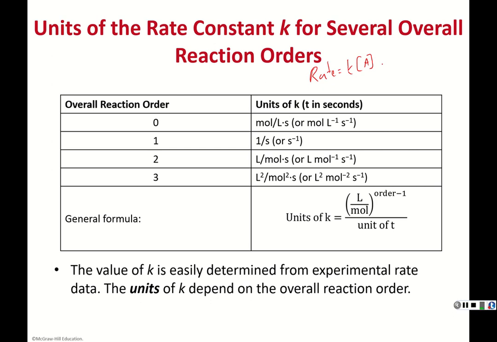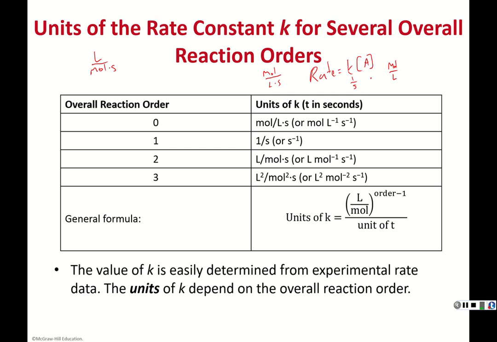Okay, so concentration is going to be in moles per liter, right? And remember our rate, we always want our rate to be moles per liter per second. So if our concentration is moles per liter, K has to be per second to give those units. A second order reaction, now K has to be liters per mole per second.